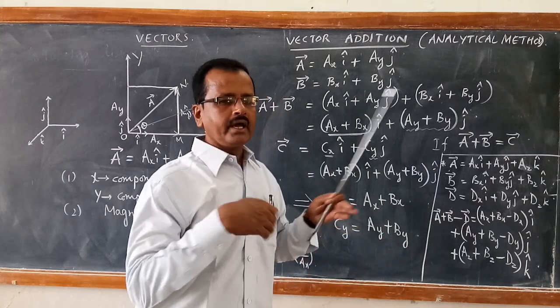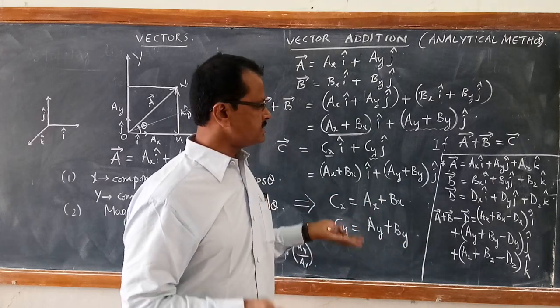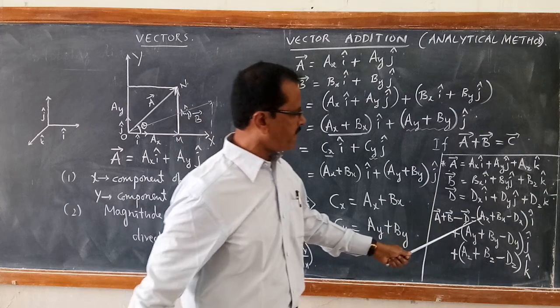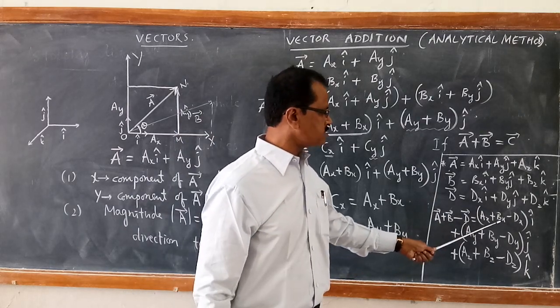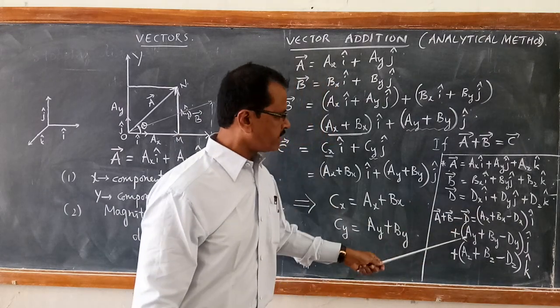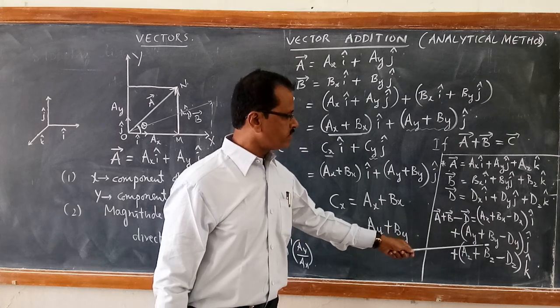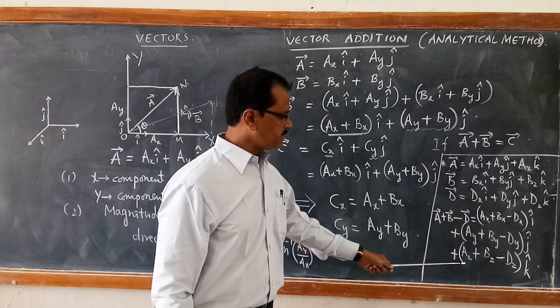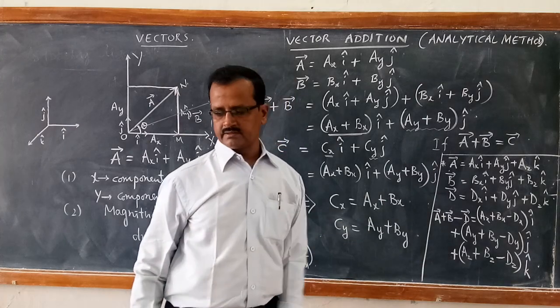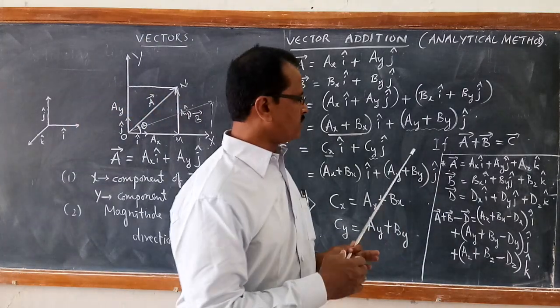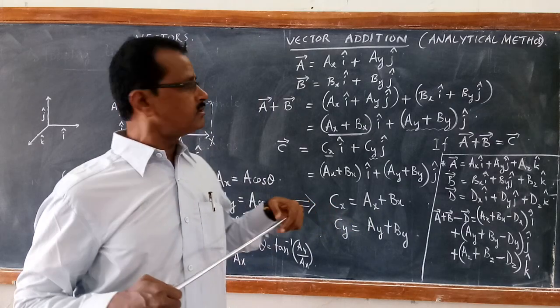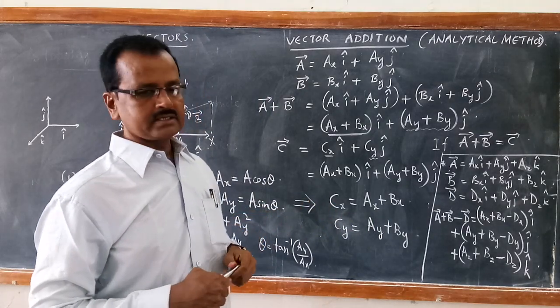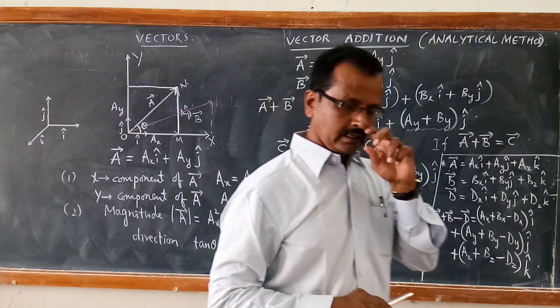You can call this any other vector, say vector C, so that vector C will have x component given by ax plus bx minus dx, y component given by ay plus by minus dy, and z component given by az plus bz minus dz. So this will be helpful while solving problems of vector addition and vector subtraction by the analytical method.